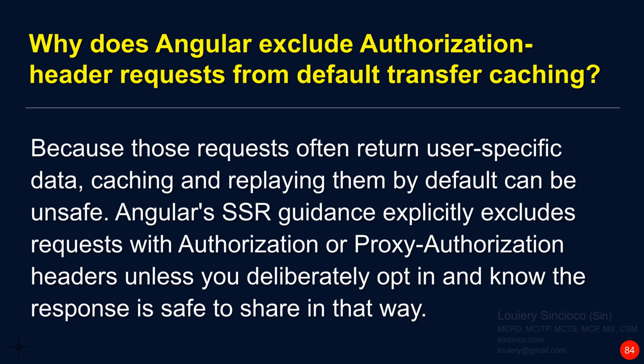Why does Angular exclude authorization header requests from default transfer caching? Because those requests often return user-specific data. Caching and replaying them by default can be unsafe. Angular's server-side rendering, or SSR, guidance explicitly excludes requests with authorization or proxy authorization headers, unless you deliberately opt in and know the response is safe to share in that way.